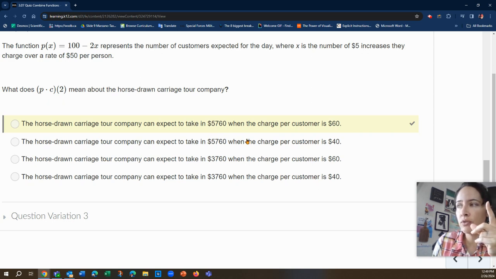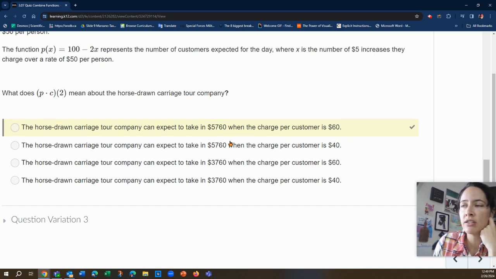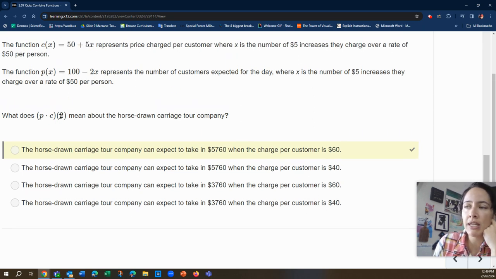So you'll have two. Okay, so this is the key difference, $60 versus $40. And you can figure that out by plugging in that 2 for the charge function. You have 50 plus 5 times 2. 50 plus 10 is $60. So that's how much they can expect to take in that day if they're charging $60.